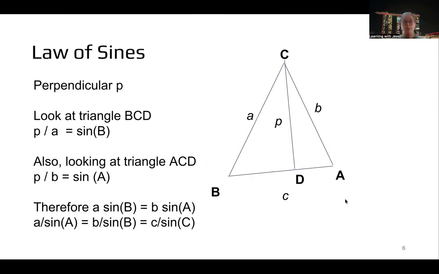In order to use the law of sines, we're going to find the sine of B and the sine of A. So the sine of B would be P over A because it's opposite over hypotenuse. The sine of A would be P over B. Now we can set them equal to each other and cross multiply. So therefore, A times sine B would be equal to B times sine A. This is the equation that we use in order to find the law of sines.